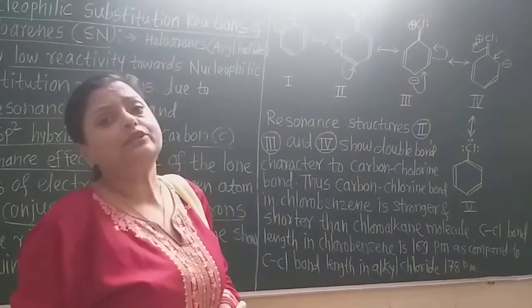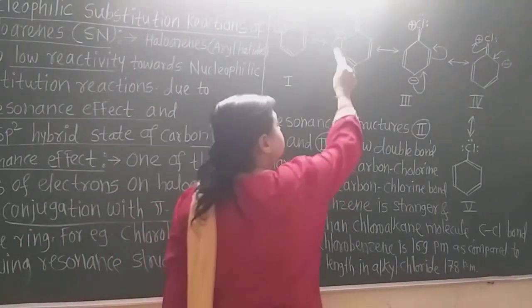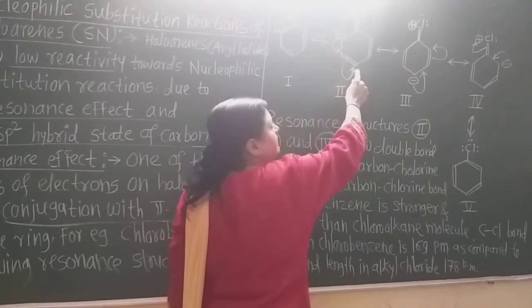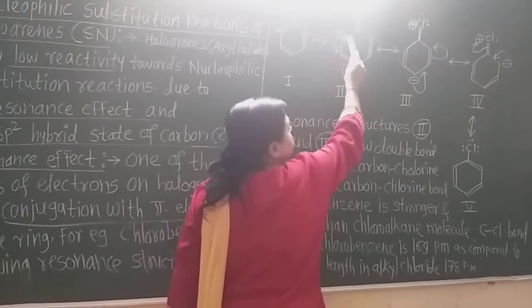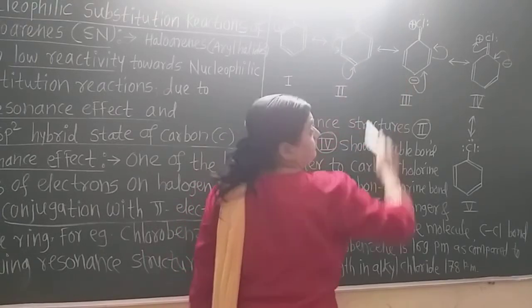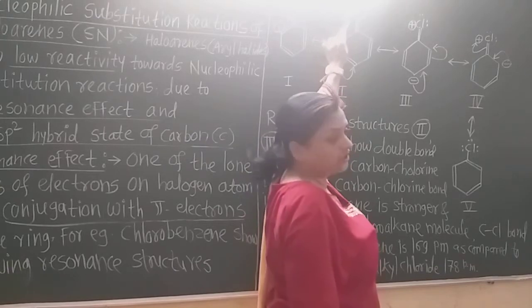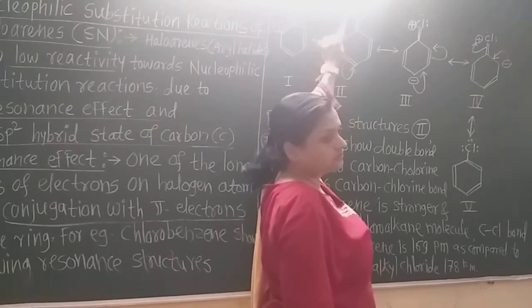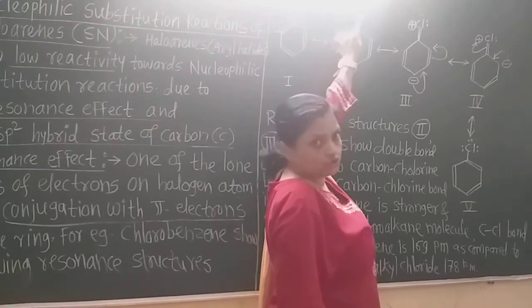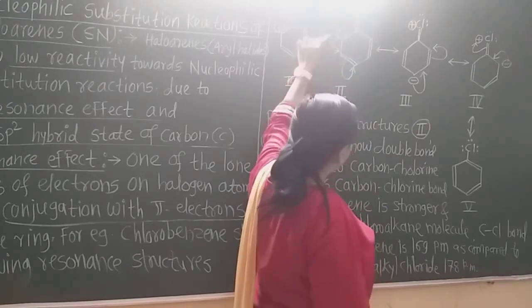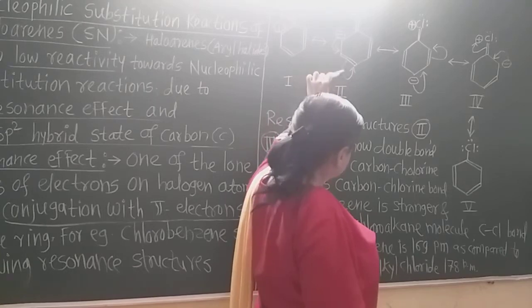Now in the second resonating structure, what happened? These electrons can come here, and at the same time these shift here. Now see, here is the negative charge and there is the double bond. And this chlorine is as it is. This chlorine has the positive charge. And these 2 lone pairs are also as they are. Now when this negative charge goes here, it passes here.